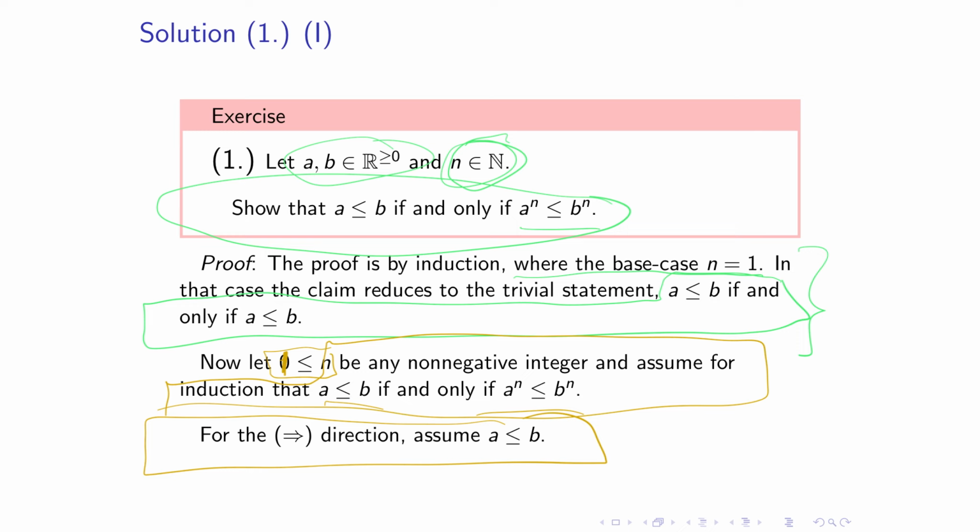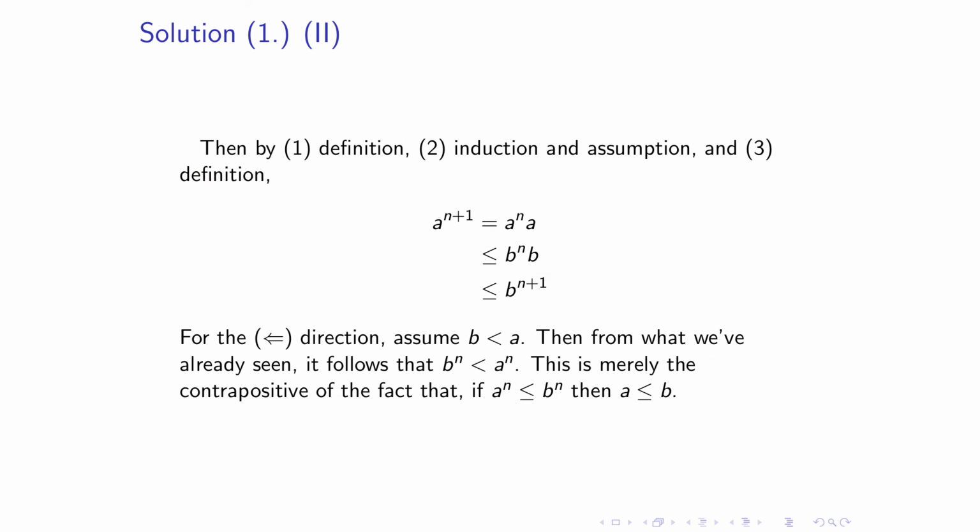That means we're going to start from the left to right, which is to say the only if direction, and assume that a is less than or equal to b, and then we're going to try to prove that the order is preserved with the n plus 1 exponent. And so we're going to start from a to the n plus 1 and try to arrive through a sequence of less than or equal to's, more or less, at b to the n plus 1. How are we going to do it?